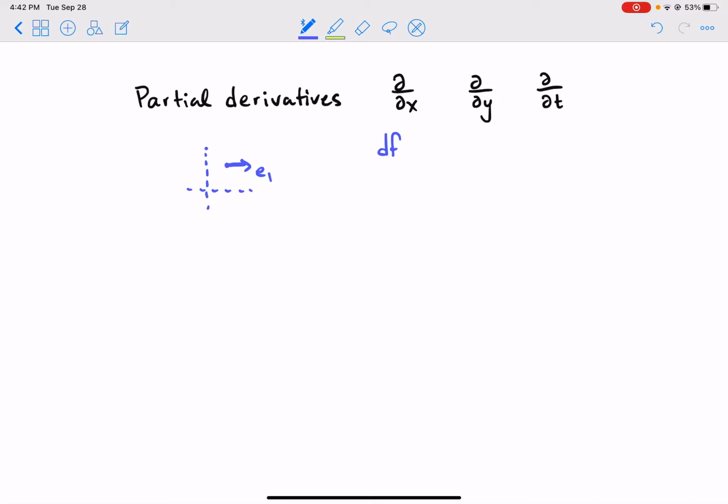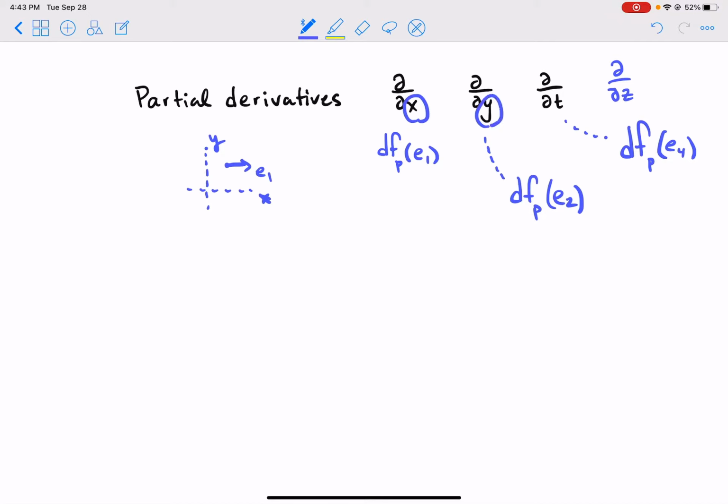It's the derivative of our map f at a point in the first dimension. Okay? Partial y is the derivative of our map f at a point in the second dimension. Partial t is the derivative of our map f at the point p in whatever dimension was labeled t. So normally people write the first one as x, the second one as y, and then maybe the third one is z, and that would be partial z. And maybe the fourth one is t, but it just depends on what you labeled your input space.